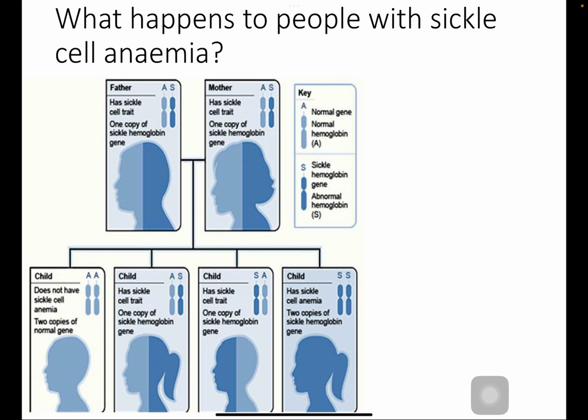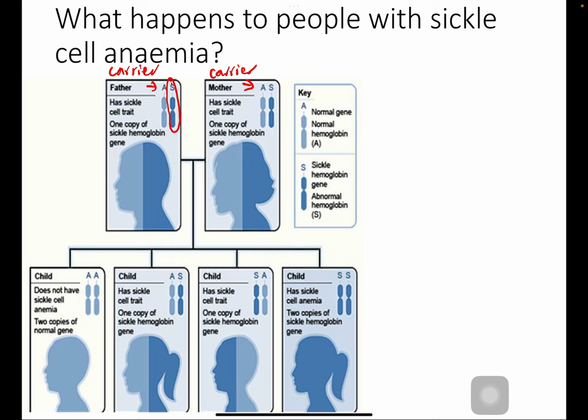So you can see over here, if a person only has one copy of the recessive allele, the person is known as a carrier. So the person does not have any problem transporting oxygen in their blood to the rest of the body, since there is still one copy of the healthy gene. But when two carriers have children, it increases the chance of their child suffering from sickle cell anemia.